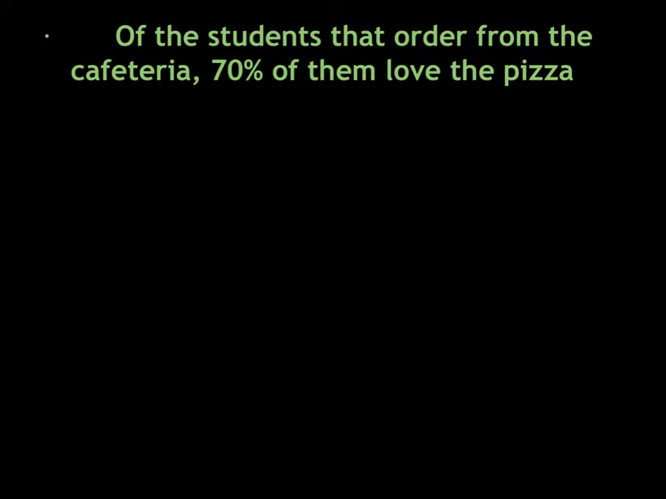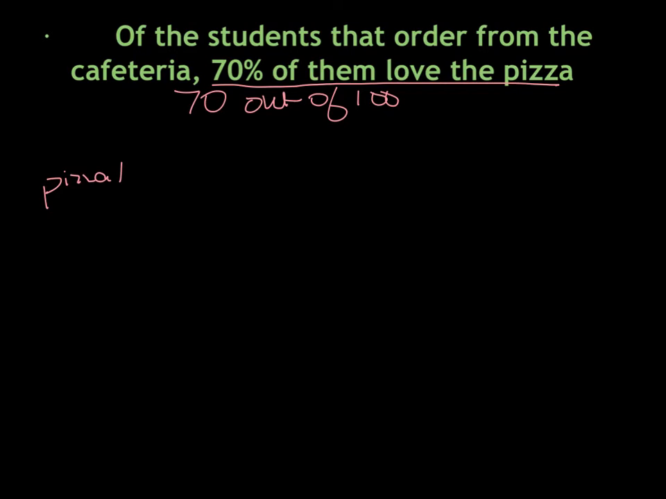Of those students that order from the cafeteria, 70% of them love the pizza. 70% of them love the pizza. What does that 70% mean? Remember, that means 70 out of 100, right? So 70 of them love the pizza. So we've got pizza lovers. And of course, let's not forget that's in the cafeteria. And we're comparing that to those that eat in the cafeteria or order lunch.